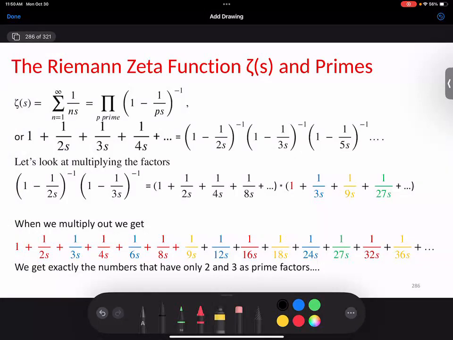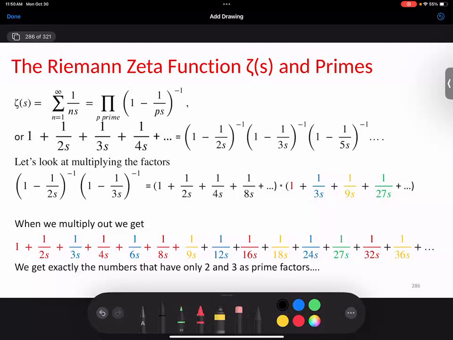Over here, I will get all the numbers that only have 2s and 3s in their prime factorization. It's not going to be the sum. It's going to be a subset of the sum. If I then throw in the factor coming from 5, I get even more terms. And so this is how you would prove that the product over primes is the same as the sum over the integers. It's just the geometric series formula.